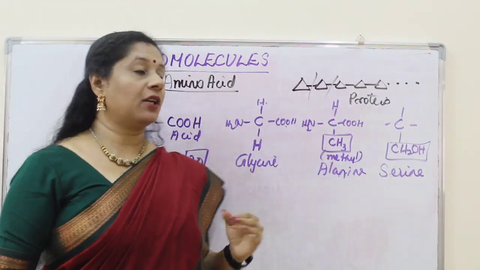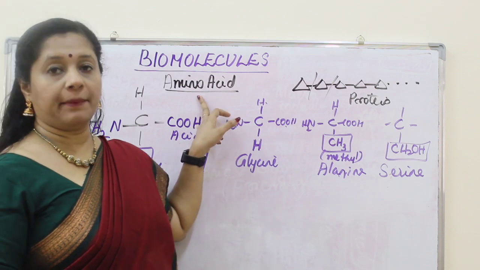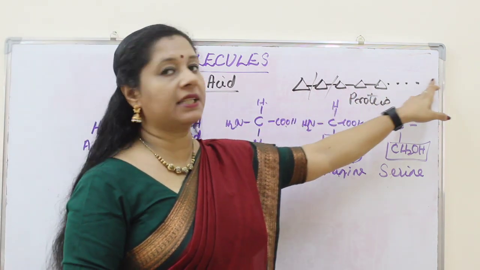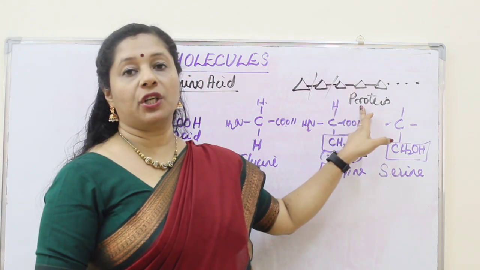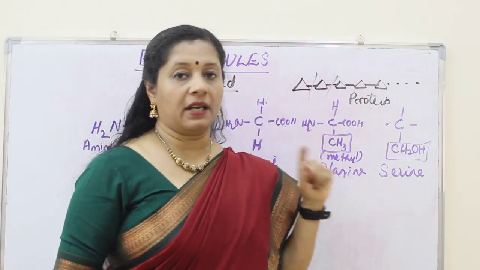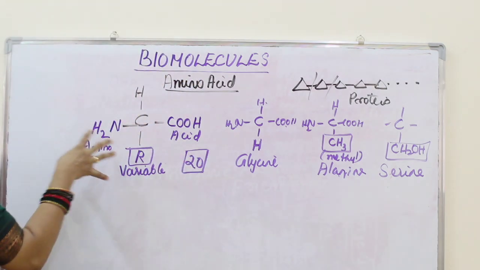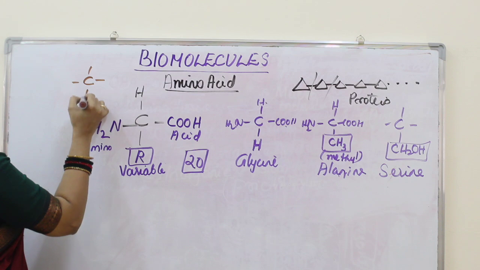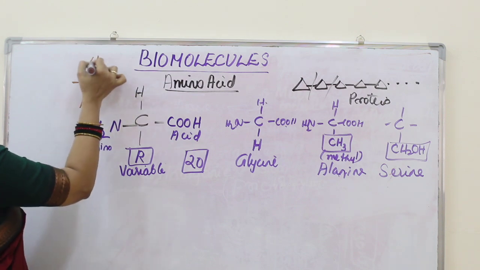Let's see the first biomolecule, that is amino acid. If suppose this is one amino acid, many amino acids are connected together to form a large molecule called a protein. So when you break down protein, you will get individual units called amino acids. So what is the structure of amino acid? Amino acid is actually a substituted methane.